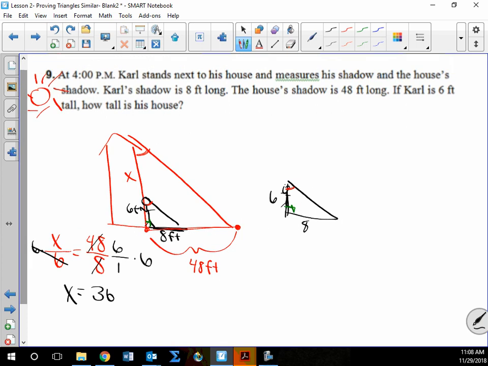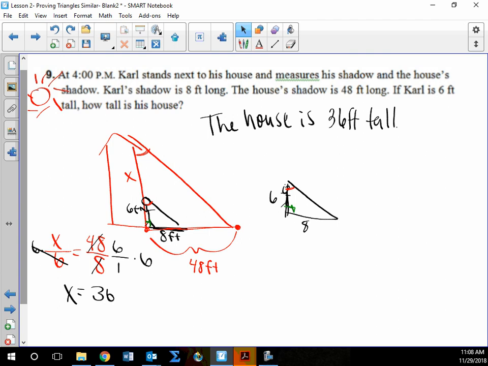All right, so let's make sure we answer the question. What are they asking for? How tall is this house? Is that what x represents? Yes. So the house is 36 feet tall. And let's make sure that answer makes sense in the context of our problem. Carl's shadow is longer than him. His height was shorter, so we should expect that the house's height is shorter as well. So we see it as shorter.